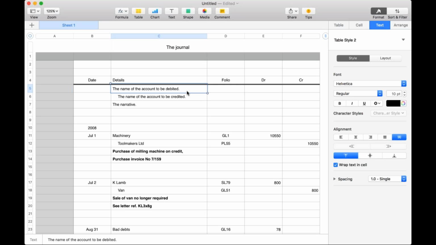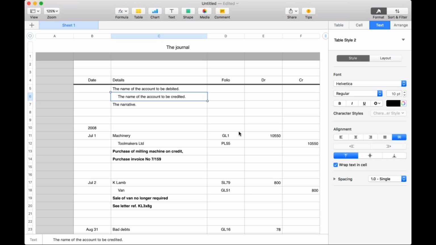So the first line in the journal is always the account to be debited. That's the first thing that goes into the journal, so just literally the name of the account. The second thing that goes in there is the name of the account to be credited. Now, you'll notice that it is indented. Now, that's quite important.